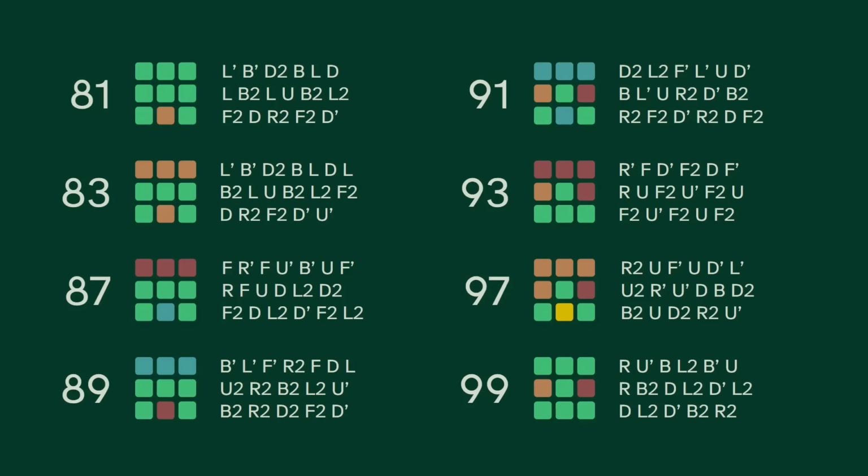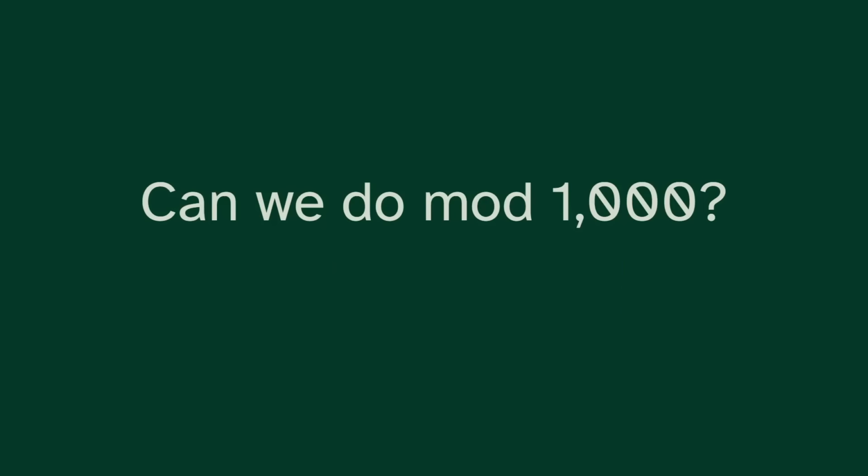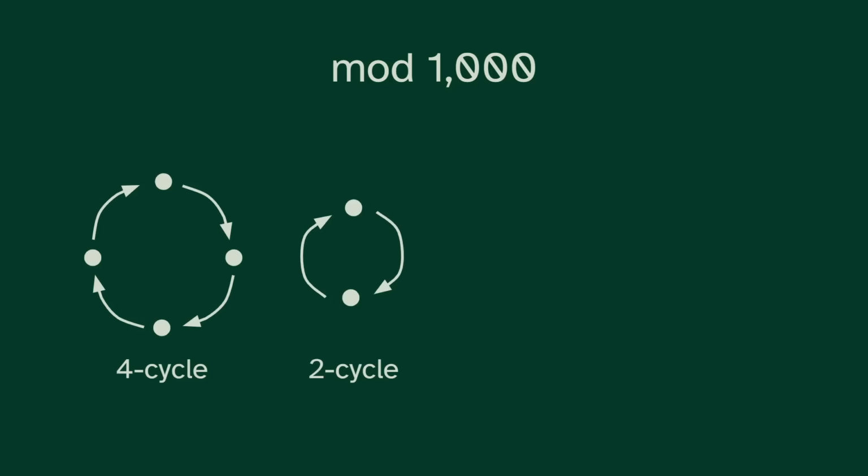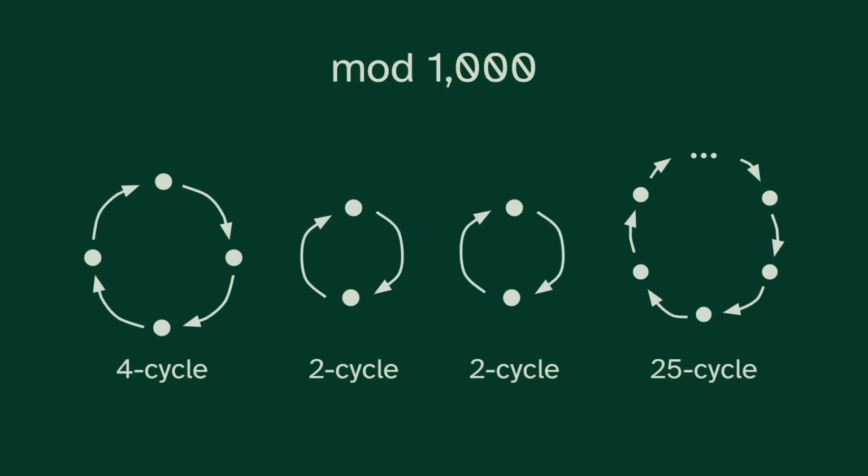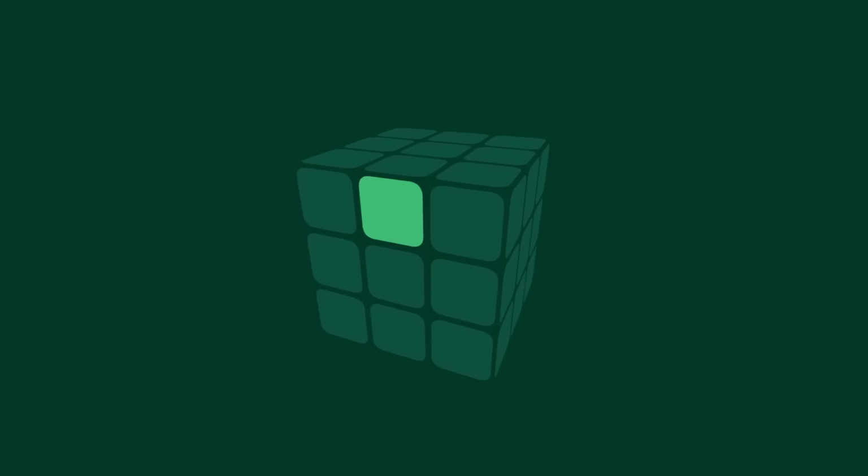Alright, with that done, we've arrived at the next question. Can we do mod 1000? No. Mod 1000 needs a 4 cycle, a 2 cycle, another 2 cycle, and a 25 cycle. And we can't fit a 25 cycle onto the cube. If we did, there would be a sticker that visits 25 different locations during that 25 cycle. But the cube doesn't have that many locations.